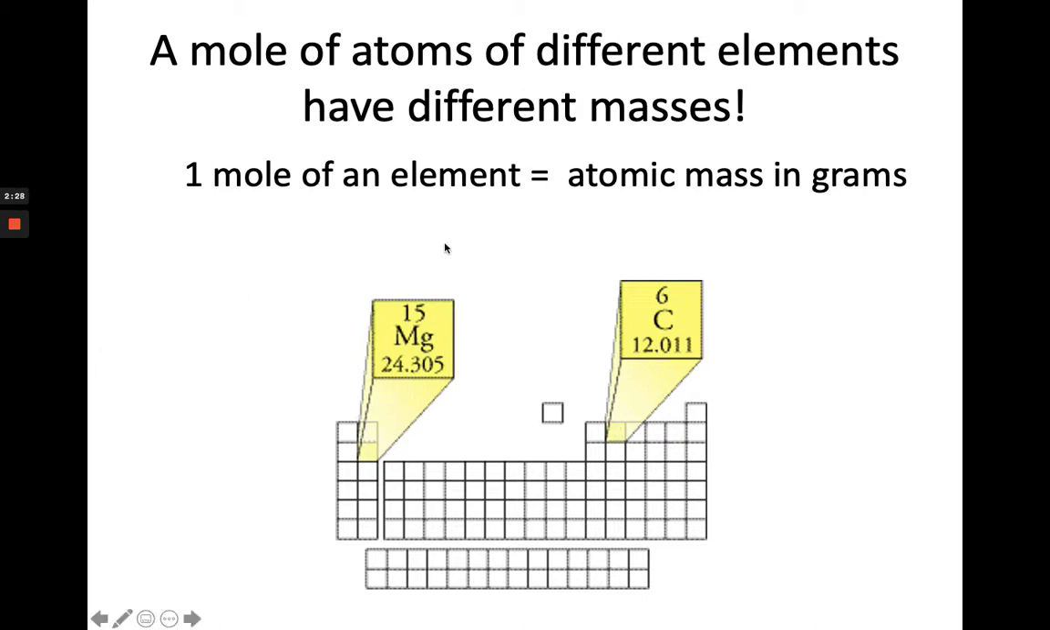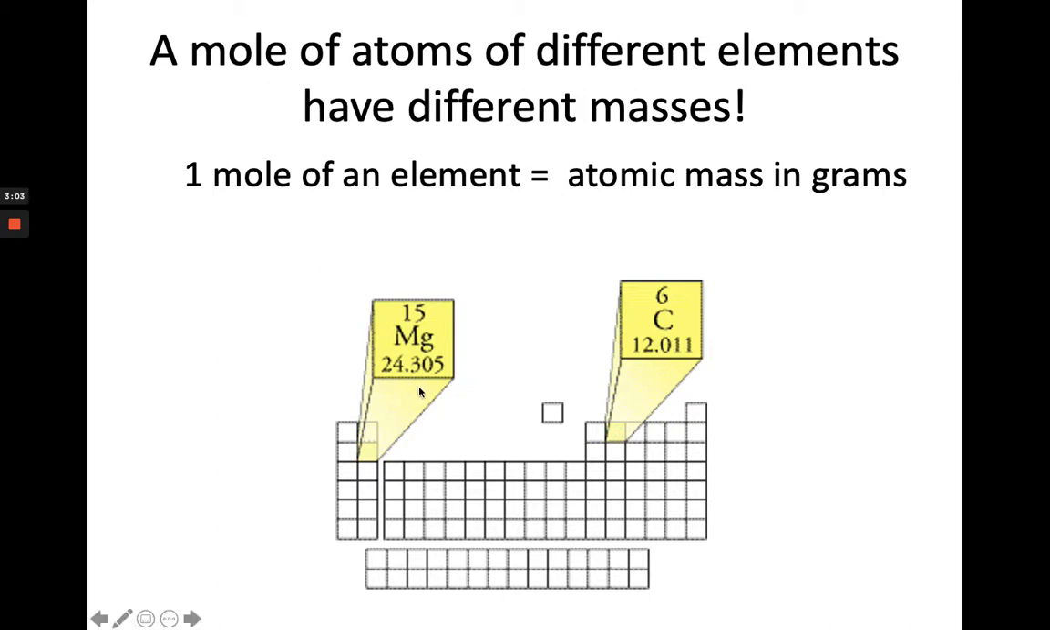So a mole of an element is equal to the atomic mass in grams. That's probably the first thing you're going to want to write in your notes: 1 mole of an element equals the atomic mass in grams. You can also see that carbon, for example, has a molar mass of 12 grams. So that means 6.02 times 10 to the 23rd atoms of carbon have a mass of 12.011 grams. On the other hand, magnesium is a larger atom. So if we have 6.02 times 10 to the 23rd atoms of magnesium, they're going to weigh more.